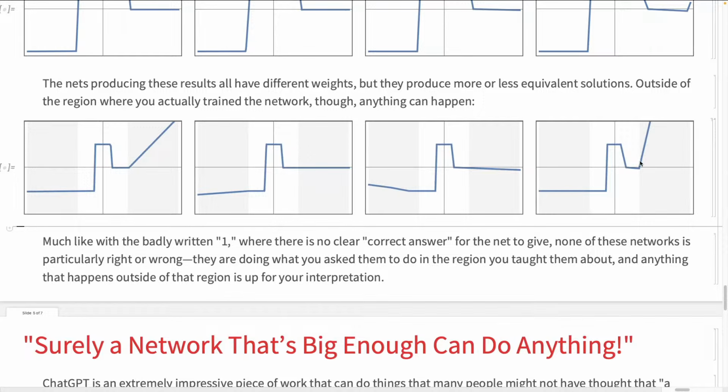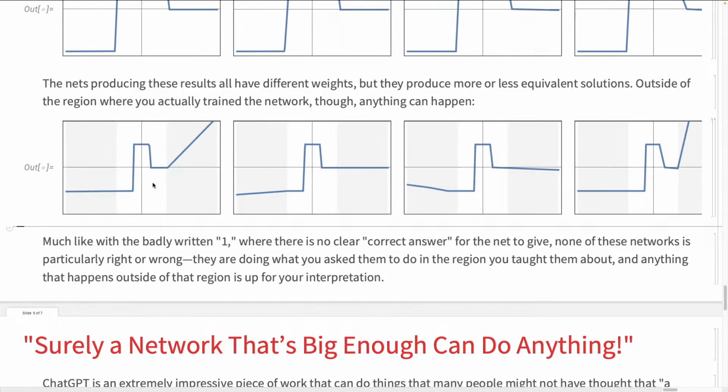Or maybe this one goes up really steeply and this one kind of goes up a little bit. There's nothing that's true or false or correct about any of these. It's just a matter of, we haven't provided it the information, so it's going to just make some guesses, and that's fine. We've only trained it to be good in this region, and all of these are pretty good in that region.